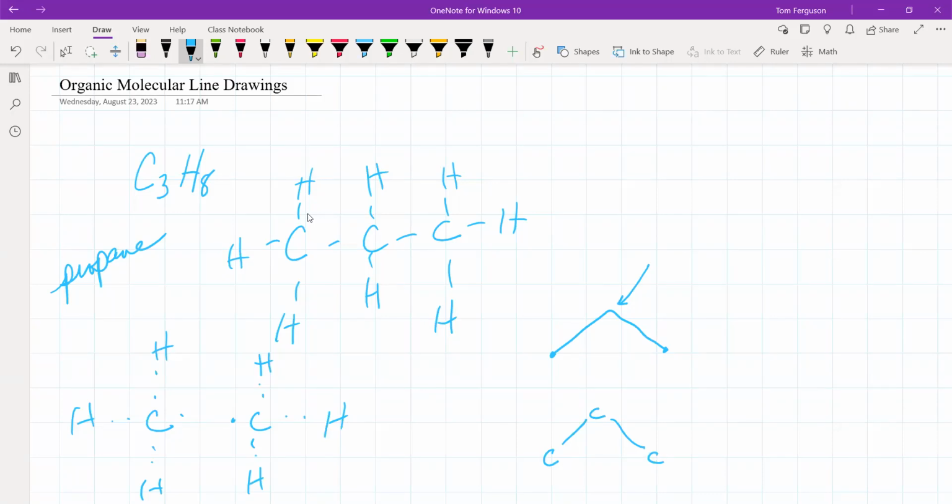So 4 bonds. That means this carbon here has 3 hydrogens around it. Hydrogens are not shown on line drawings. This carbon on the other side has 3 hydrogens around it. The carbon in the middle has 2 hydrogens.